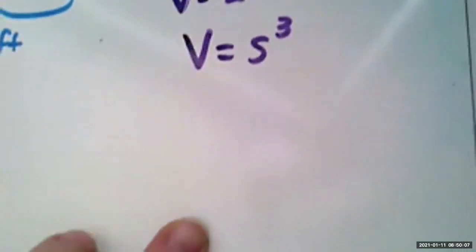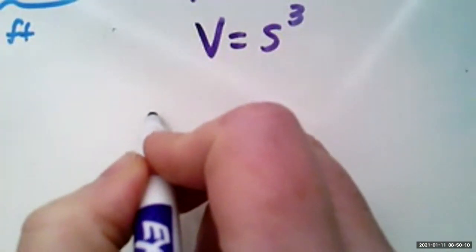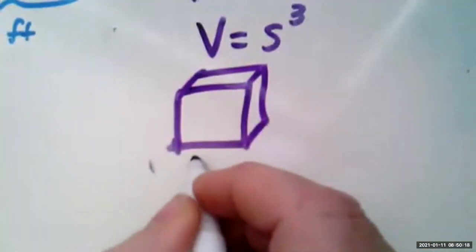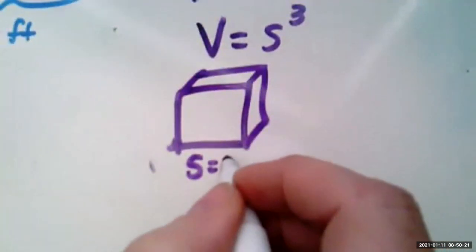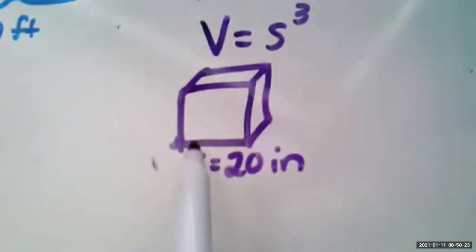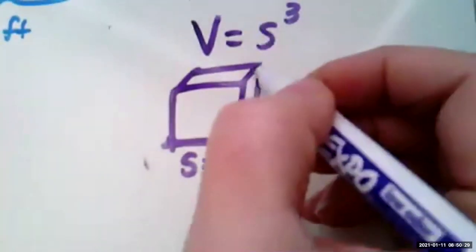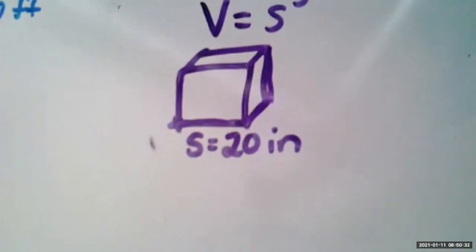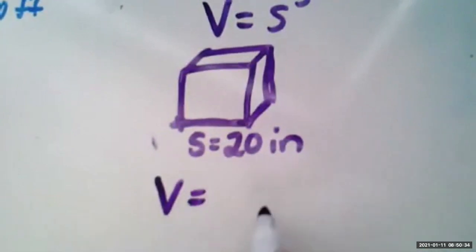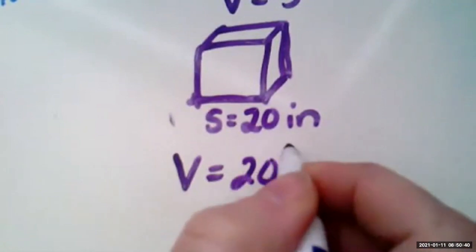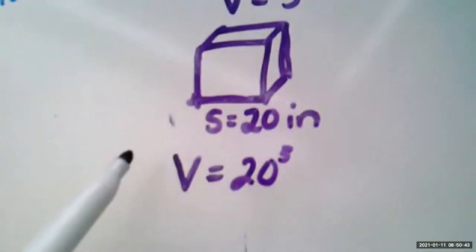So for example, if I said a volume of a box, let me draw the box real quick here. Okay, volume of the box, if one side of the box is 20 inches, so the base, this length here is 20, the width is 20, and the height is 20. All of them are 20. You would say the volume of this cube is 20 to the third power, because you have to multiply 20 times 20 times 20.